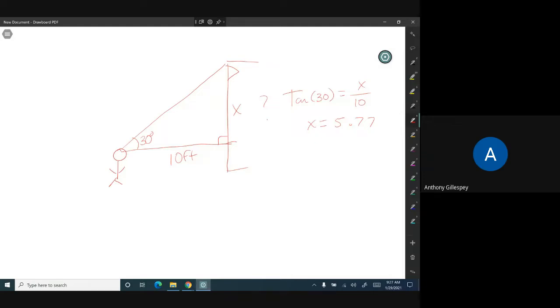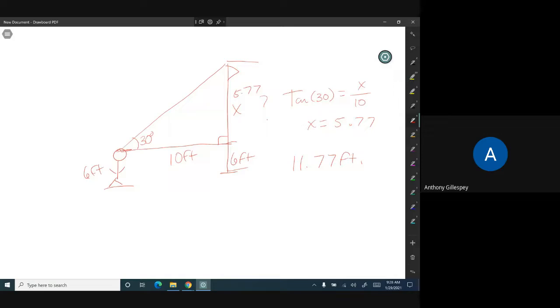The answer is no. I'm forgetting something. I'm forgetting about this, because that's my height. That's why if you look in my room, I still have that tape measure up on the corner. It's not because I want to measure your heights all the time to see how much you're growing, because we were using that when we were doing this lesson. So let's say the person's 6 feet tall. Then this is 6 feet, and this is 5.77 feet, so that's 11.77 feet tall. See how that works?